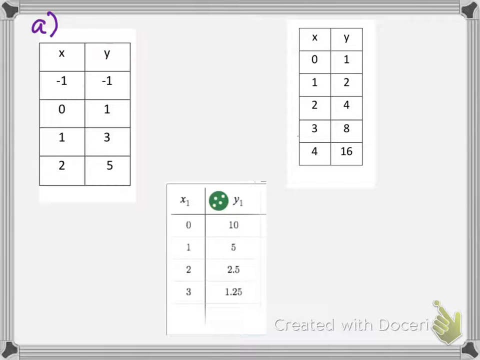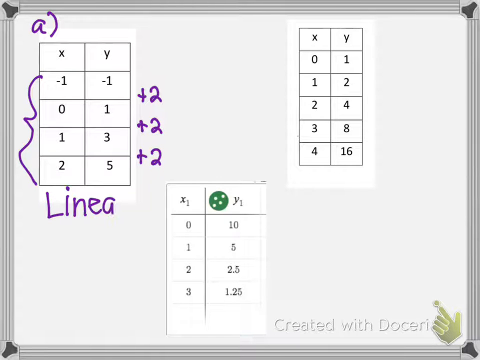Alright, so as I look at this table, I can see that I'm changing over here by the same amount, so plus 1, plus 1, plus 1. And then my y values from -1 to 1 is plus 2. From 1 to 3 is plus 2. And from 3 to 5 is plus 2. So this is going to be linear.